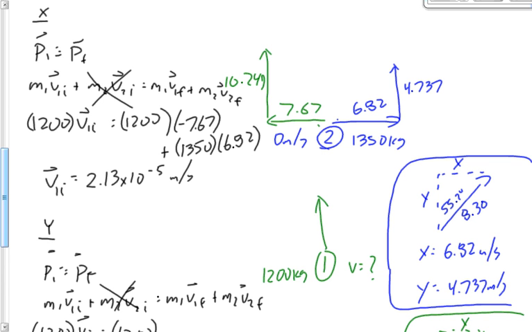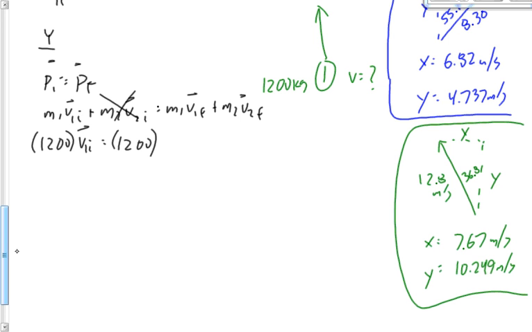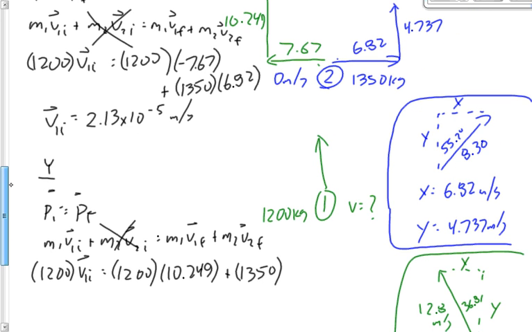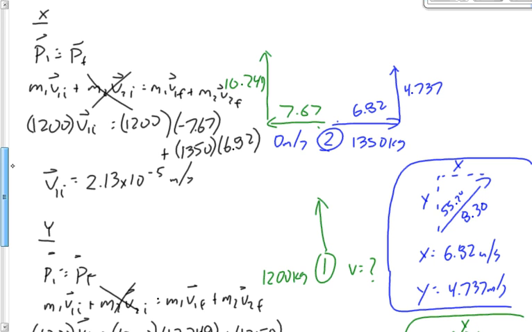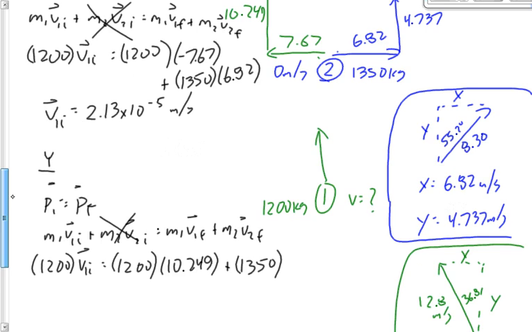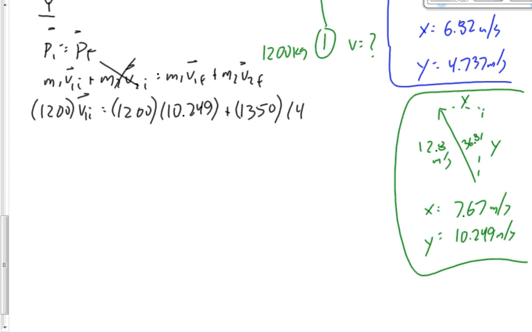Good, 10.249, good. Lots of numbers here, right? It's a little bit confusing. 10.249 plus 1350. Kyle, V2F, object number 2, the blue guy, final Y component. Good, 4.737. And they're both positive because they're both upwards.